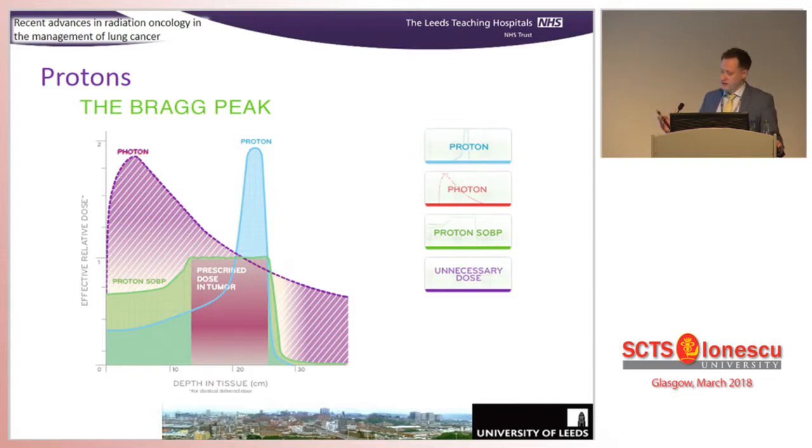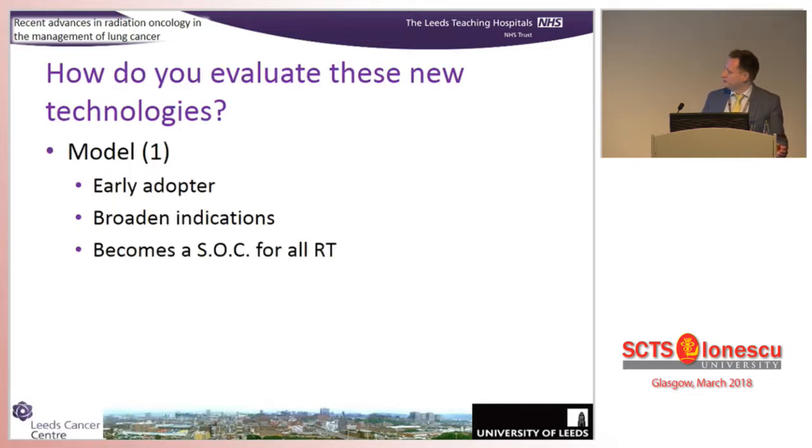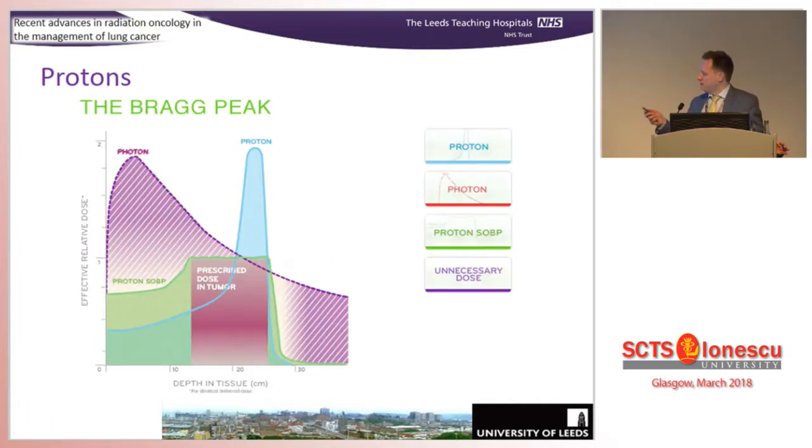And that's very advantageous for things like spinal tumours, brain tumours, but also for kids, where obviously the consequence of any stray radiation dose is much more. So could protons be helpful in lung? Difficult. Go back to this. Why might it be difficult in lung?